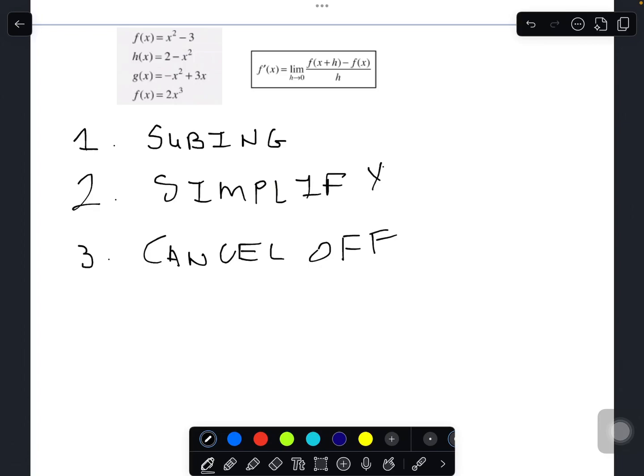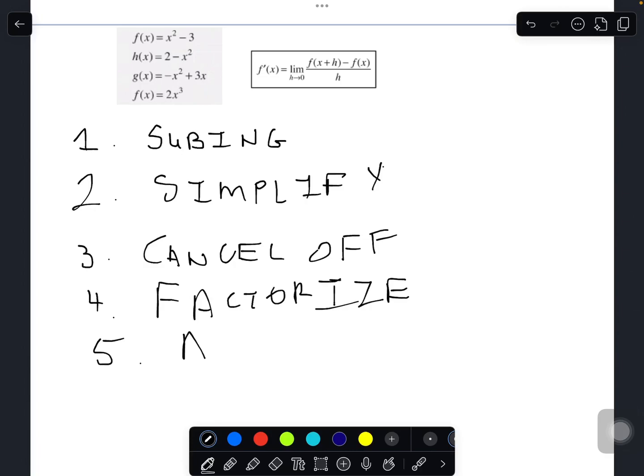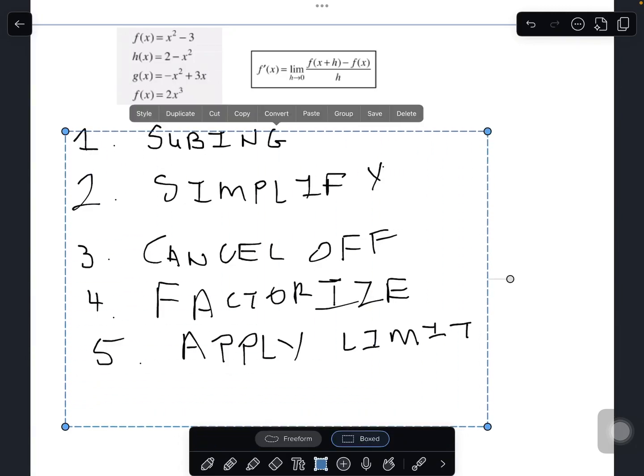Okay, and then we are going to factorize. So when I say cancel off, I mean the terms that are like negative and positive of each other. Then we're going to factorize. And finally, we're going to apply the limit. And these steps will work for all the questions. Okay, so if you just do these steps, you'll be good.